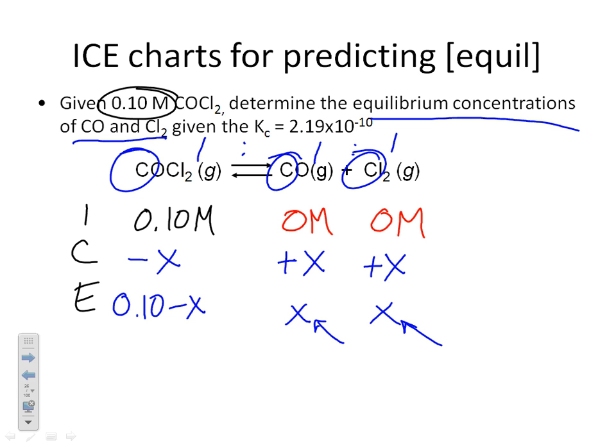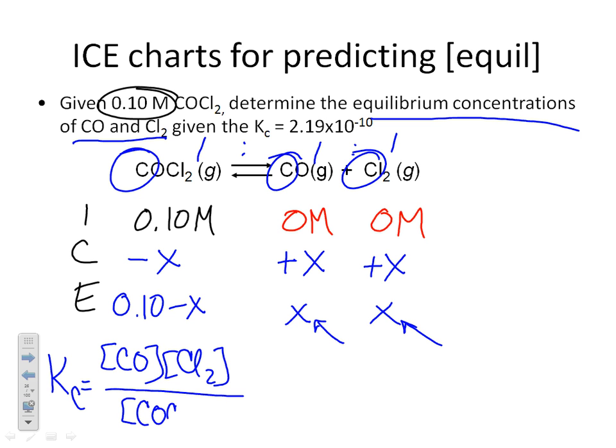The third step is to go to the equilibrium expression. This is the same fundamental process as we did before. So we're going to write the Kc expression. I'm just going to write it out completely. We've got carbon monoxide raised to the first times the chlorine raised to the first, products of our reactants raised to their coefficients, over the COCl2 raised to the first.